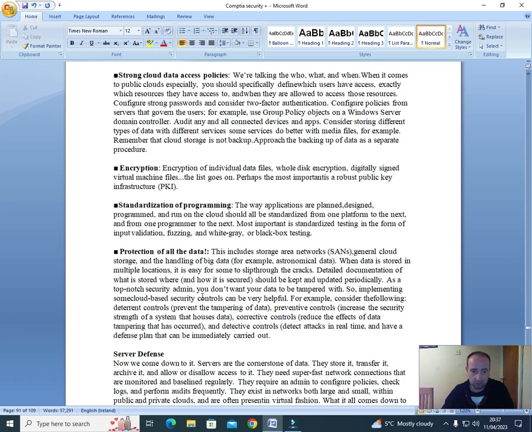As a top-notch security admin, you don't want your data to be tampered with, so implementing some cloud-based security controls can be very helpful. For example, consider the following. Deterrent controls prevent the tampering of data. Preventive controls increase the security and strength of a system that houses data. Corrective controls reduce the effects of data tampering that has occurred, and detective controls detect attacks in real time and have a defense plan that can be immediately carried out.